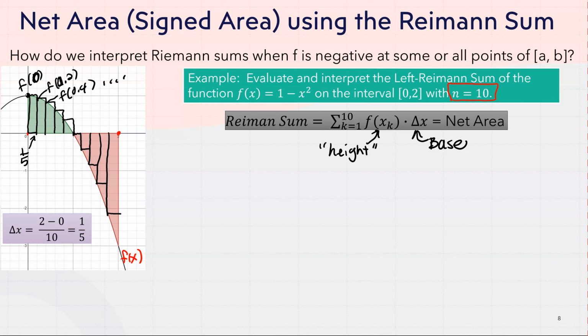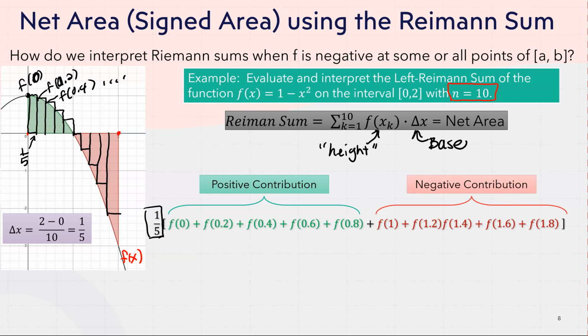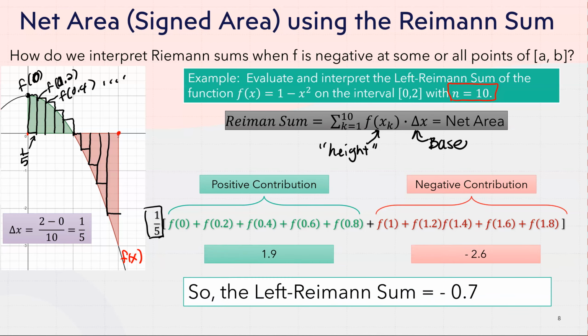Okay, and so when you sum them all up from 1 to 10, then you will get what we call net area, and that is what the Riemann sum is. So in this case, I would write 1/5 in the front because each one of these will be multiplied by 1/5, right? That's the base, and all of these behind here would be the height. We can see that the green part right there is our positive contribution, and the red part would be our negative contribution to the net area. When we do the calculation, the green part is 1.9, the red part contribution is negative 2.6, all of that really being multiplied by 1/5. Then when we take the difference, that would be our left-hand sum, or we call that the net area.